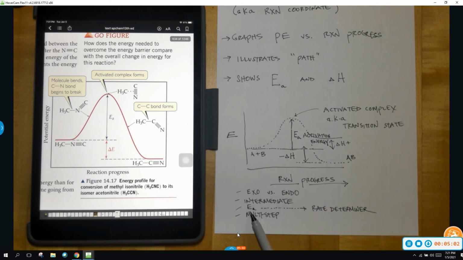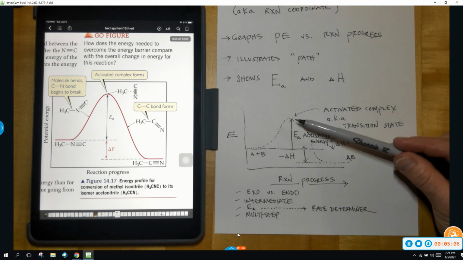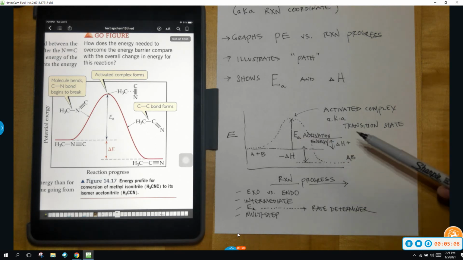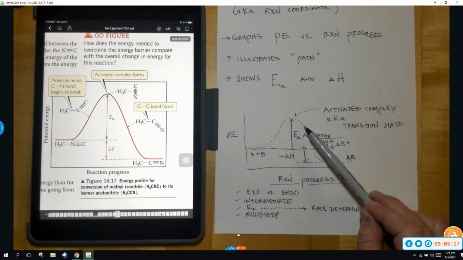Third of all, watch for the activation energy, because that's the rate determiner. And the shorter the little energy hill right here, the faster the reaction is going to go. And then one strange thing that happens sometimes is that reactions don't happen in a single little activation energy hill.